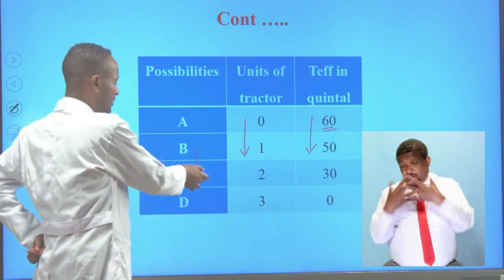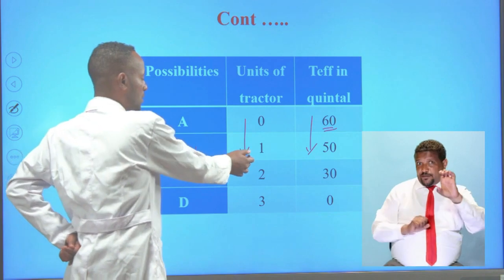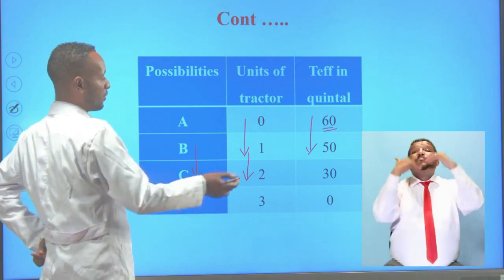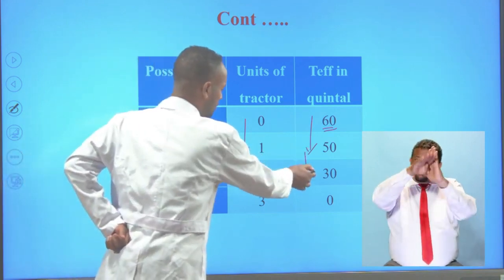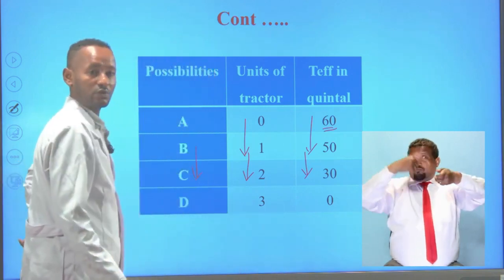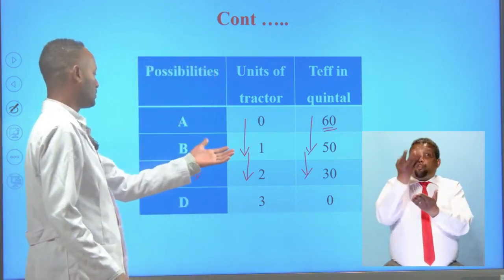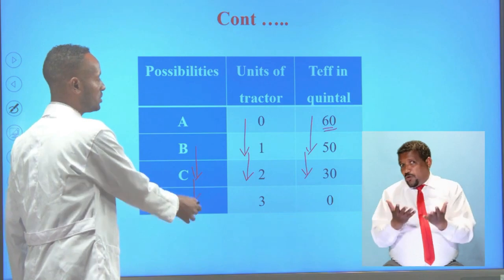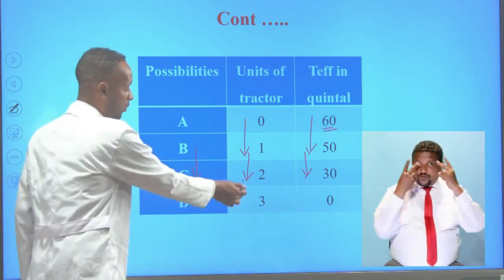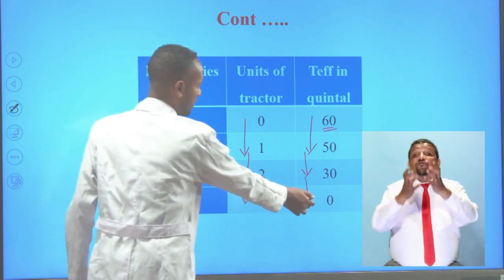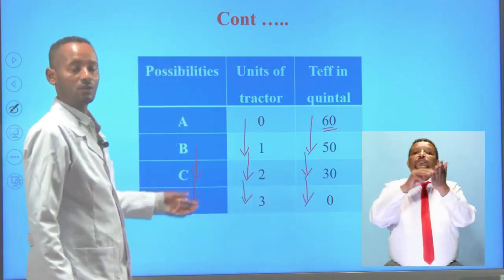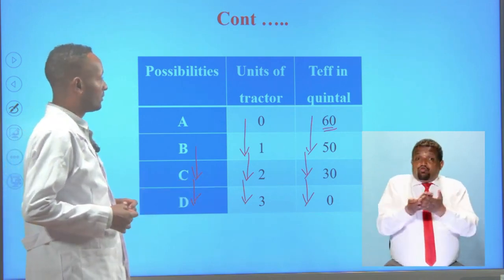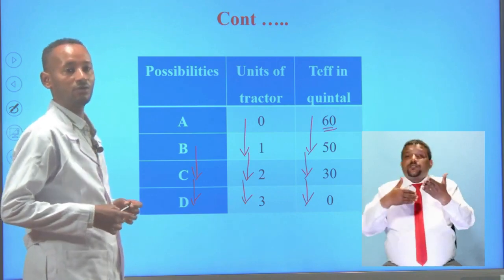And when we move from combination B to combination C, as Ethiopia wants to increase production of tractor from 1 unit to 2, then the amount of teff produced must be reduced to 30 quintal, because the resources which were used for the production of teff are used for the production of tractor. And when we move from combination C to combination D, as Ethiopia wants to add one more tractor, she has to reduce production of teff from 30 quintal to 0. At combination D, Ethiopia employs all the available resources for the production of tractor without producing any amount of teff.